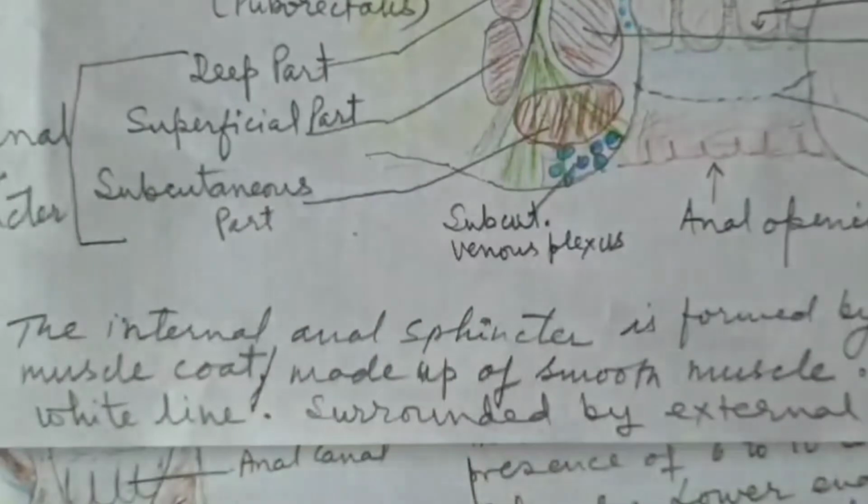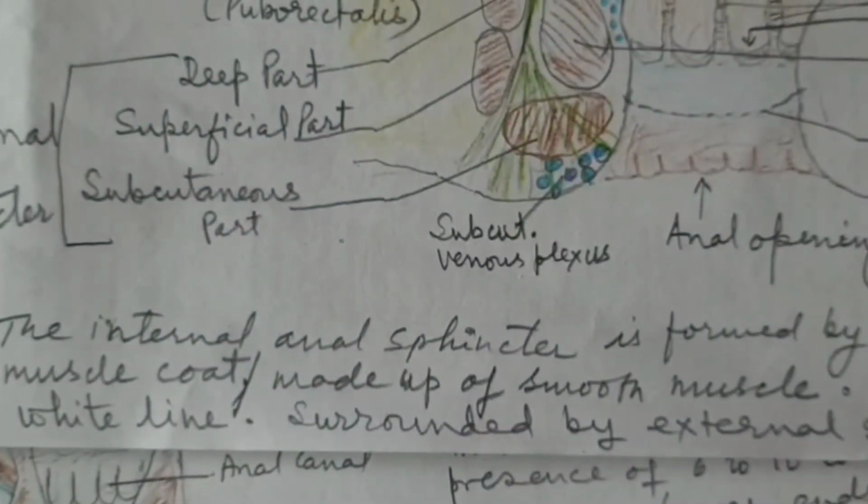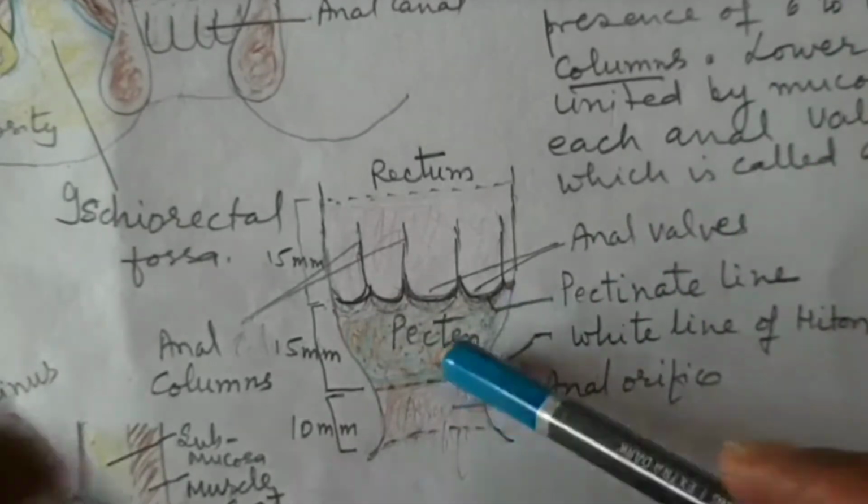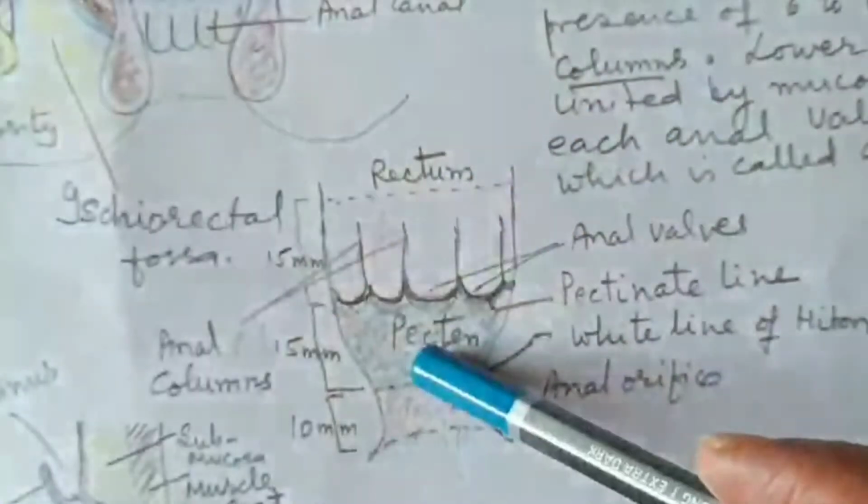Now the pecten part looks bluish, as I said. And why does it look bluish? Because a dense venous plexus is present in this region.